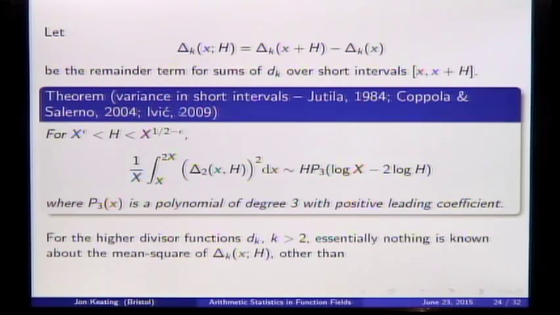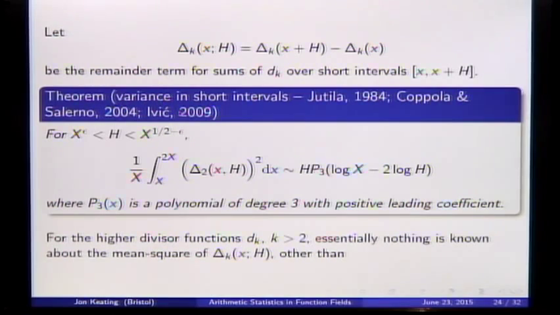So there's a theorem. I'm amalgamating theorems of several people here, Hooley, Keating, Rodgers, Roditty-Gershon, and Ivić, which says that if h, that is the size of the short interval, is between x to the epsilon and x to the half minus epsilon, then the variance of the error term in the divisor function sum is asymptotic to h, the size of the interval, times a polynomial of degree 3 in the variable log x minus 2 log h. That's their theorem. They don't write down this polynomial. They simply prove it exists and that it has a positive leading coefficient.